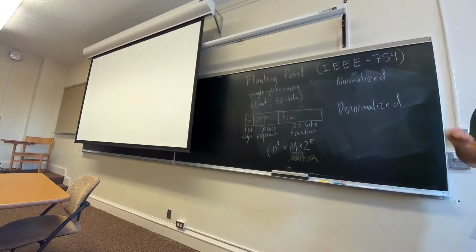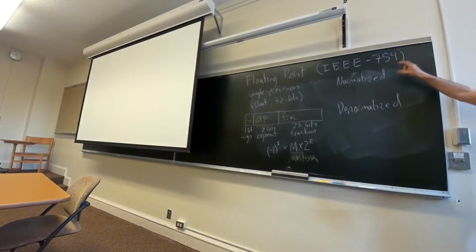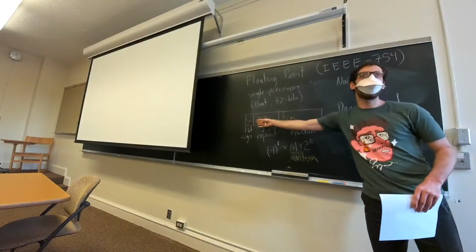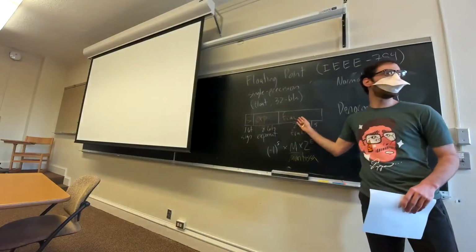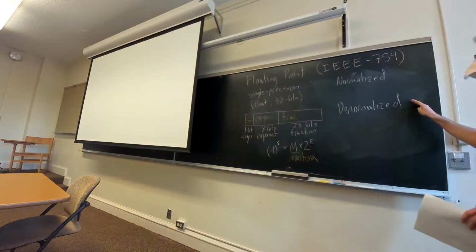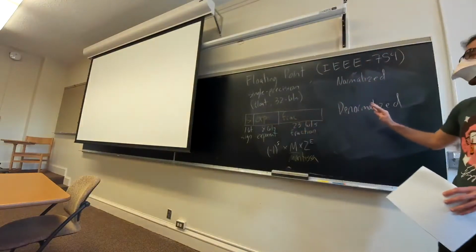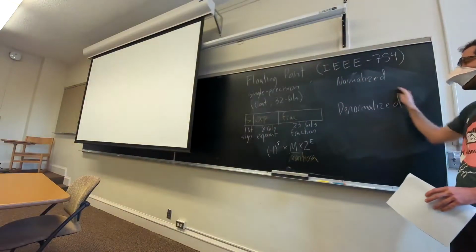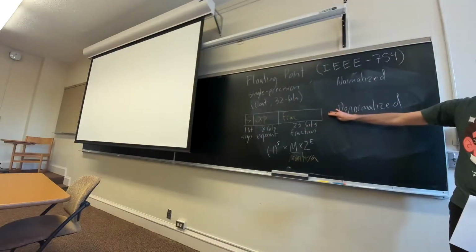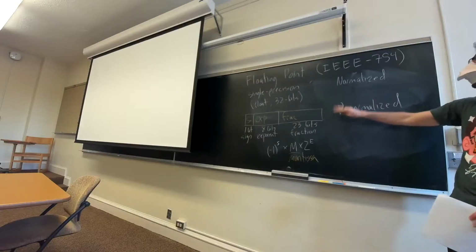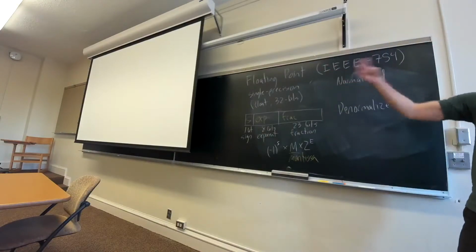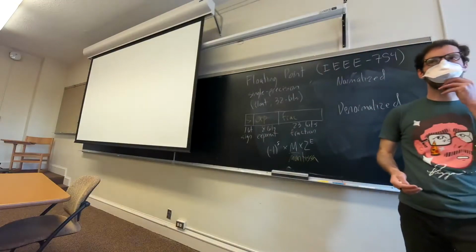These two different modes have names. Normalized: the exponent is non-zero, and we add 1 to the fraction bits. Denormalized: the exponent is 0, and we don't add 1. This is a way of representing very small numbers in a predictable and uniform way. And then normalized is what allows us a huge range and to get very, very large.